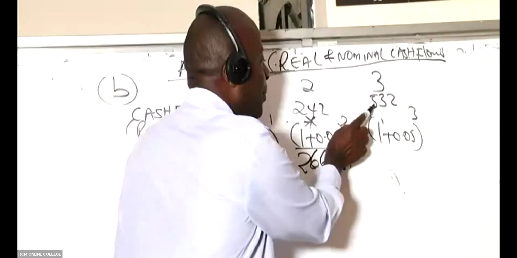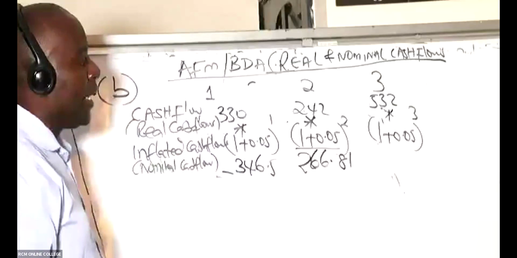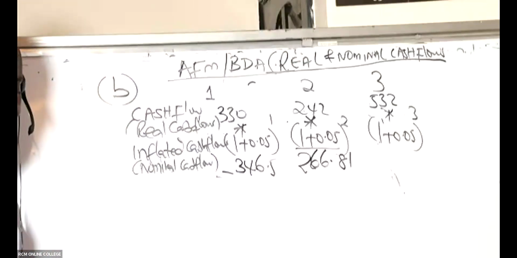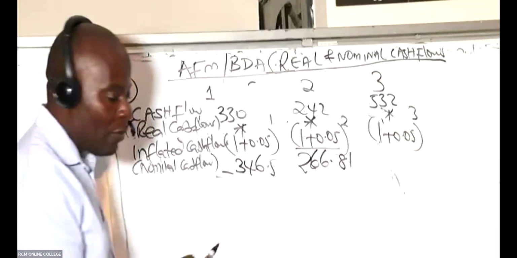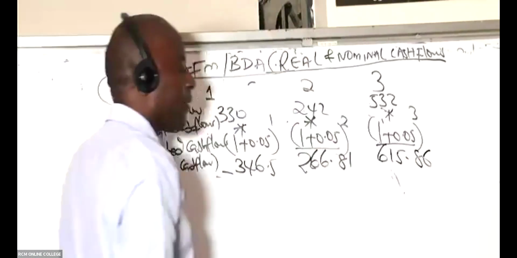How about this principal multiplied by this inflating factor? 532 multiplied by this inflating factor. What are we getting, ladies and gentlemen? So we have here 615.86 like that.